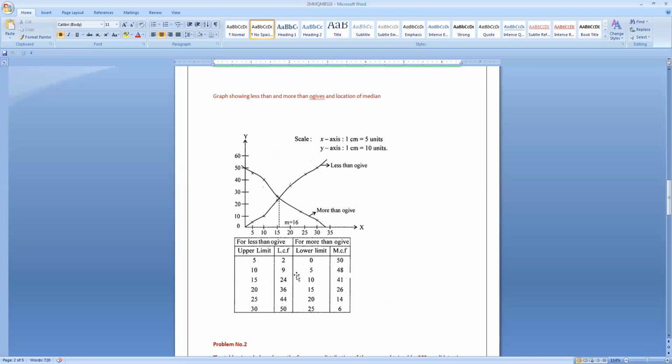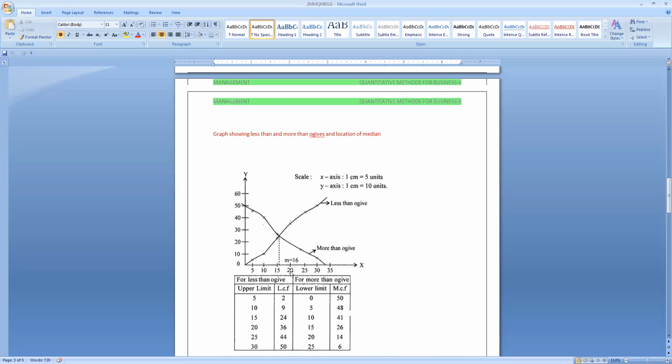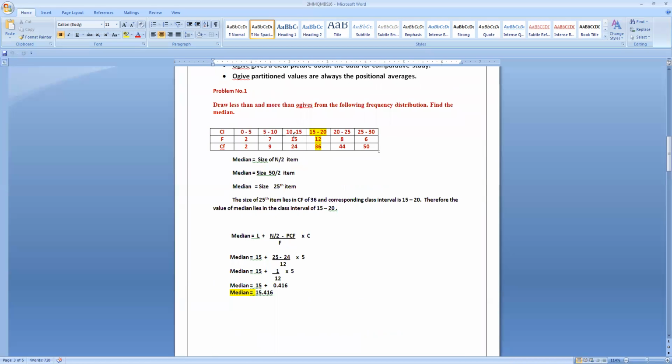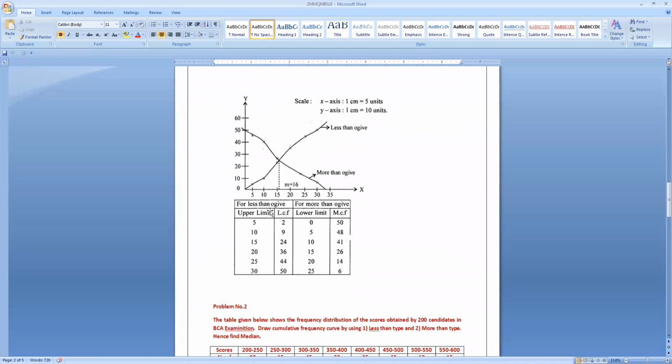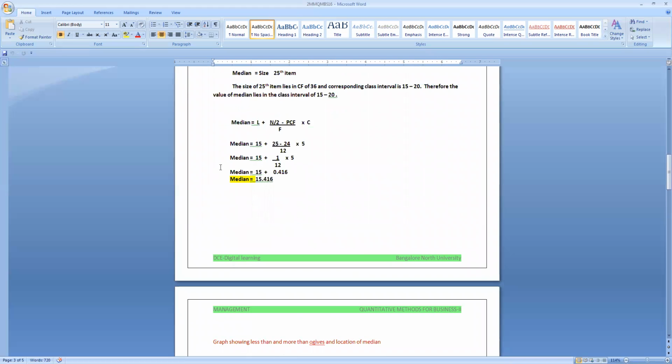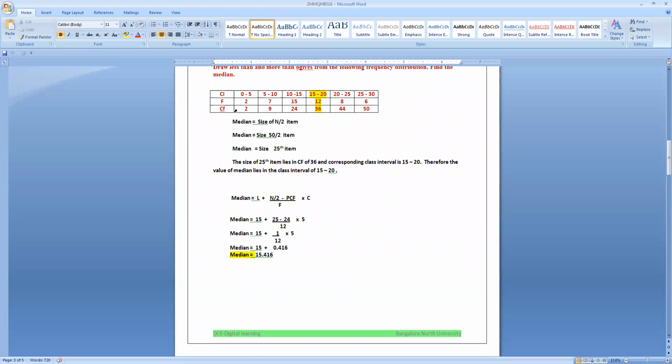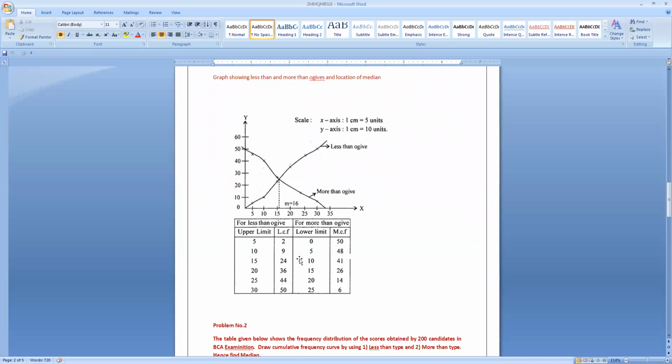Let us calculate for the less than ogive and more than ogive. The less than ogives are always calculated on upper limits, and more than ogives on the lower limits. The upper limits of the class intervals, we know, are 5, 10, 15, 20, 25. For the less than ogive, the CF we have calculated is called the less than CF: 2, 9, 24, 36, 44 and 50.